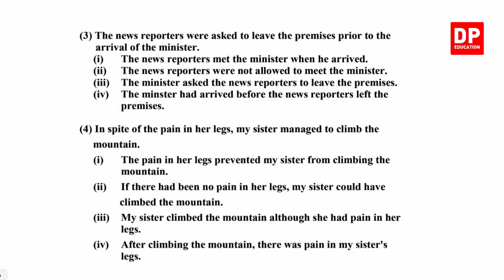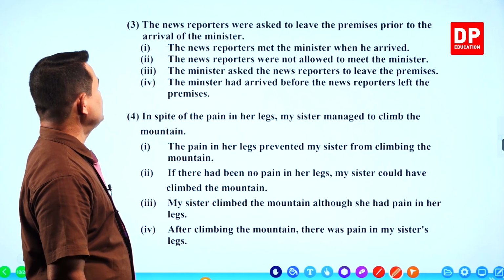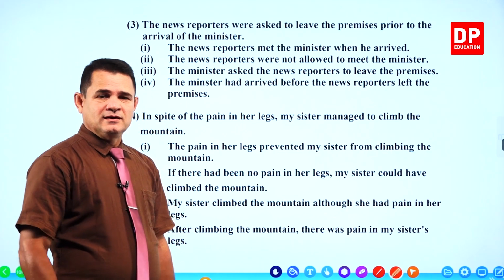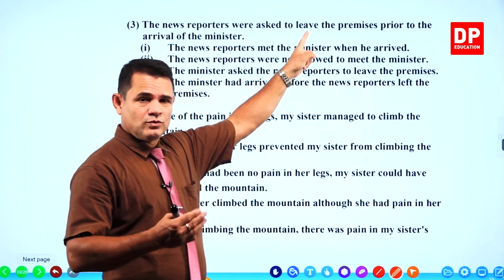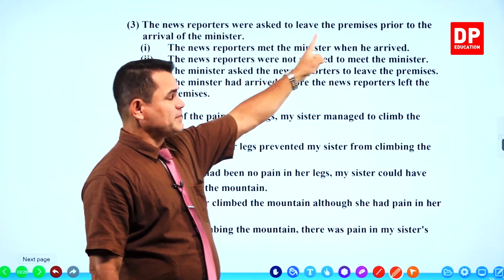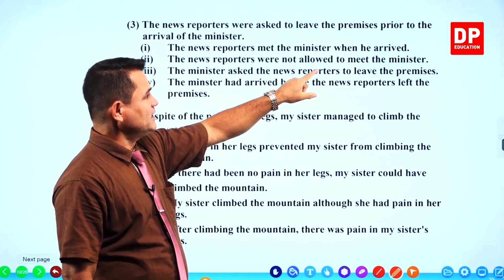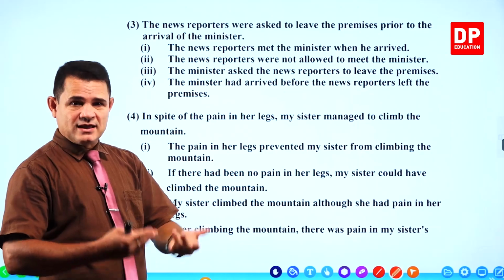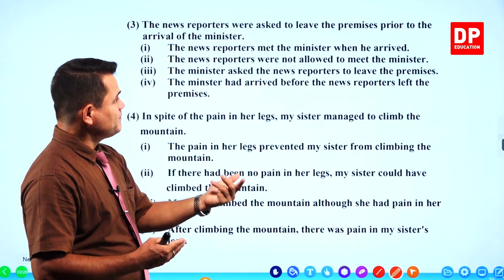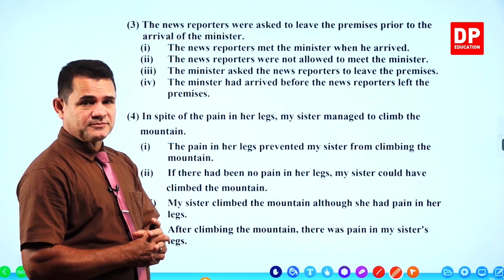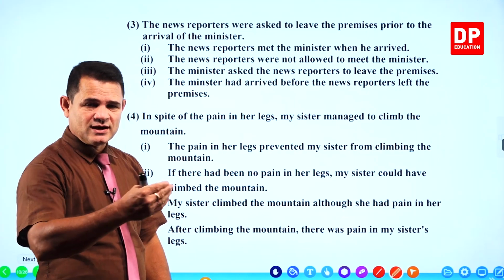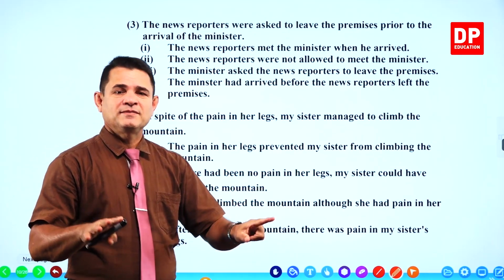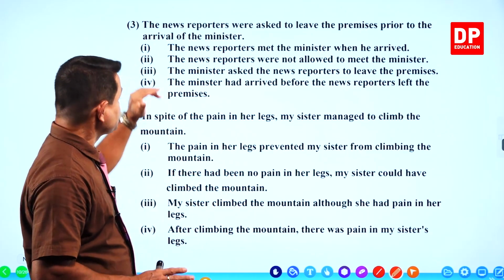The news reporters were asked to leave the premises prior to the arrival of the minister. The news reporters were asked to leave the premises. Prior to means before. Prior means before. To the arrival of the minister. That is the meaning. Now let's see which sentence gives us the same meaning.